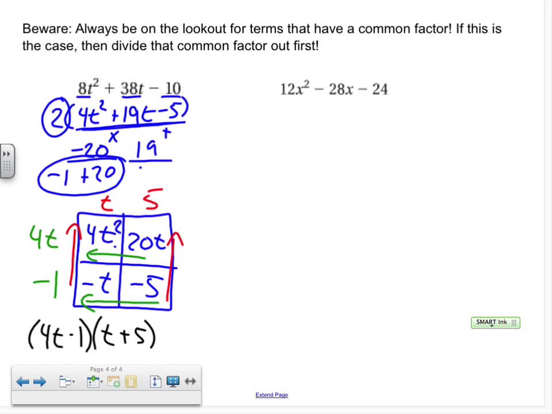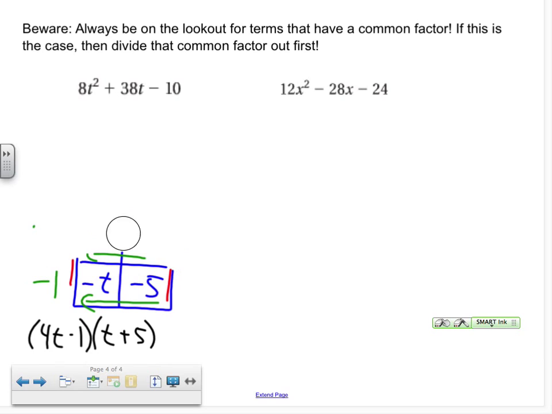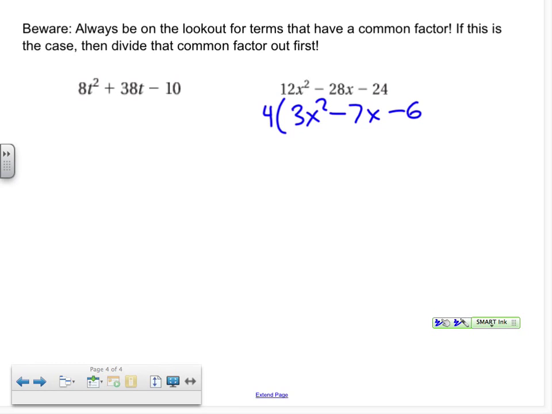All right, so let's try the next one. What do those have in common? 12, 28, and 24 are all multiples of 4, the largest number they have in common. I'm going to factor out the 4. So I'm left with 3x squared minus 7x minus 6.